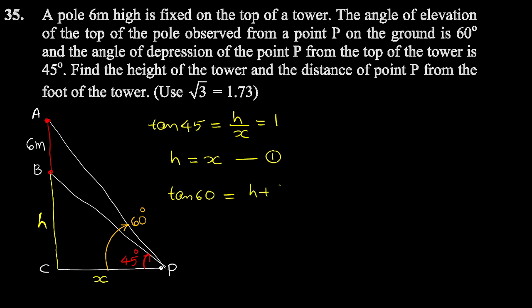H plus 6 divided by adjacent side x. Correct? Yes. Tan 60 is root 3. We know that. So cross multiplication gives h plus 6 is equal to root 3 into x.